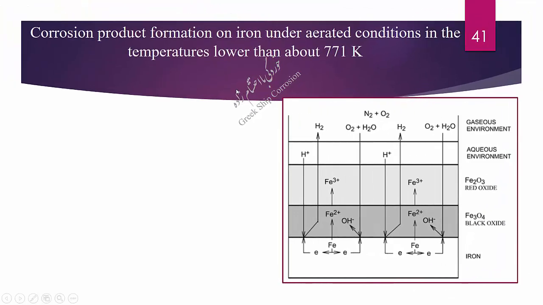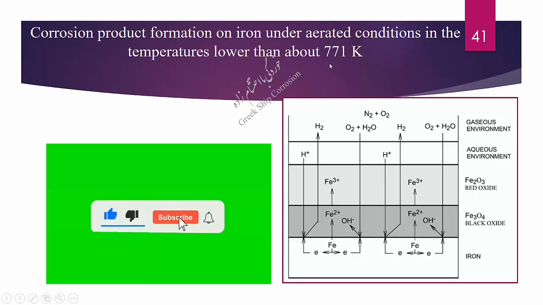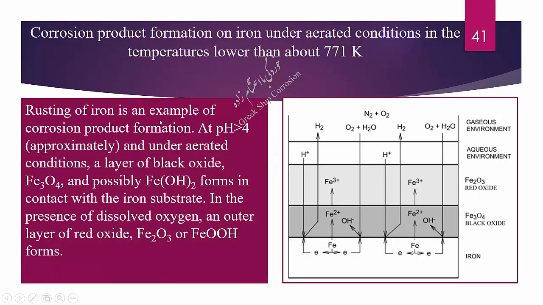Corrosion product formation on iron under aerated conditions in the temperature lower than about 771 Kelvin. Rusting of iron is an example of corrosion product formation at pH greater than 4 approximately, and under aerated conditions a layer of black oxide Fe3O4 and possibly Fe(OH)2 forms in contact with the iron substrate. In the presence of dissolved oxygen, an outer layer of red oxide Fe2O3 or FeOOH forms.